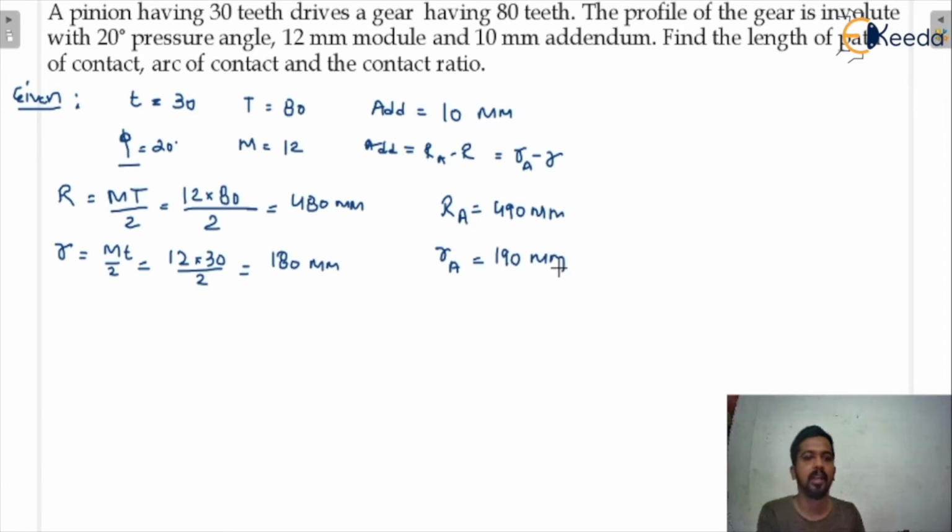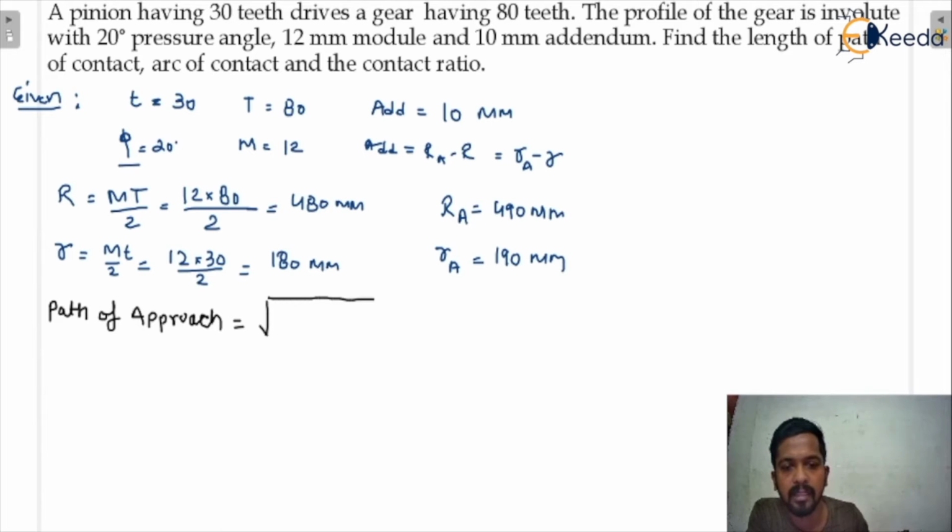Now we have the value of the radius of the addendum circle, the radius of the pitch circle, and the pressure angle. Now we can calculate the path of contact. We all know that the path of contact is equal to the path of approach plus the path of recess. So first we will calculate the path of approach. What is the path of approach formula? That is the square root of RA square minus R square cos square phi. Just learn the formula as it is, don't make any mistake in the formula.